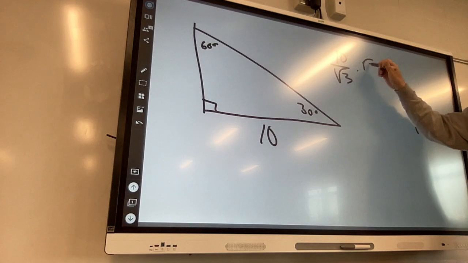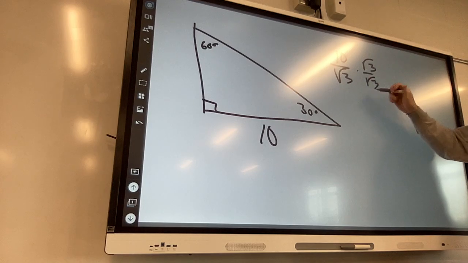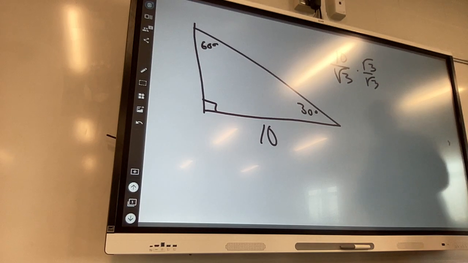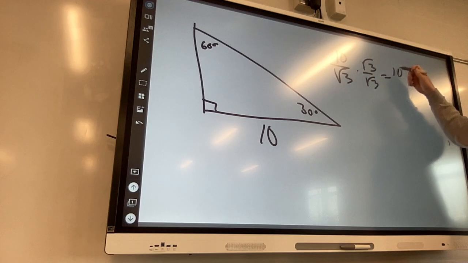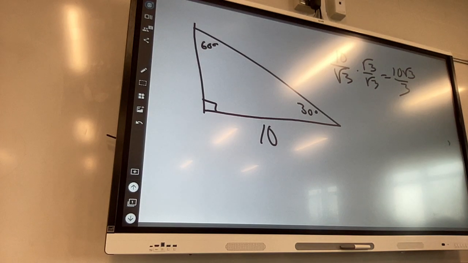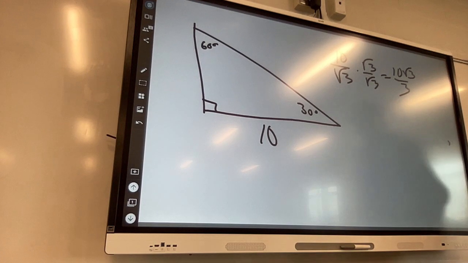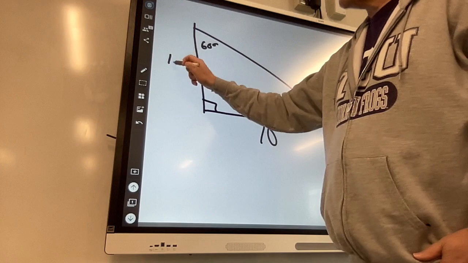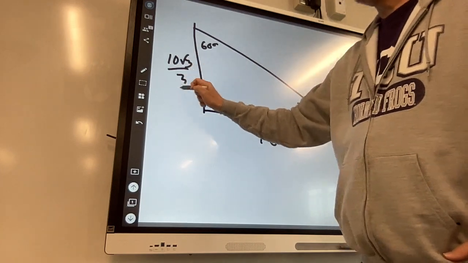Can't have a root 3 on the bottom. We take it times root 3 over root 3. Does 10 over 3 nicely reduce itself? Can this root 3 and this regular 3 reduce itself? That's just what it is. So it is 10 root 3 over 3. That's what it is.